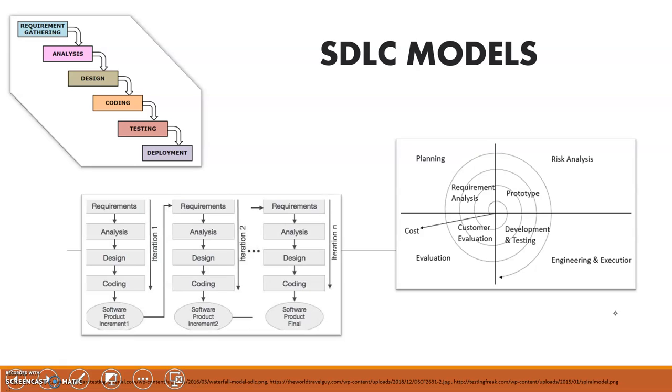Okay, so here we have three different types of model. The first one is the waterfall model, then we have the incremental model, and the third one is the spiral model. As you can see in the image, all the models are very different from each other, but one thing is common, that is phases. Like this is the waterfall model. Here you have requirement gathering, analysis, design, coding, testing and deployment. All these are the SDLC phases.